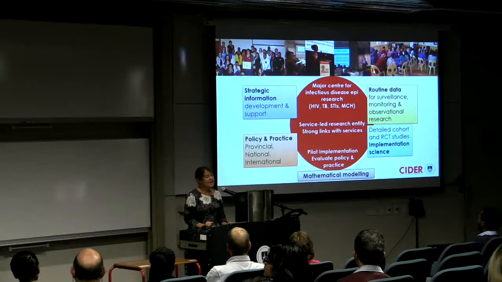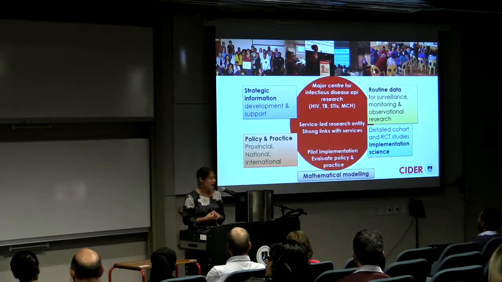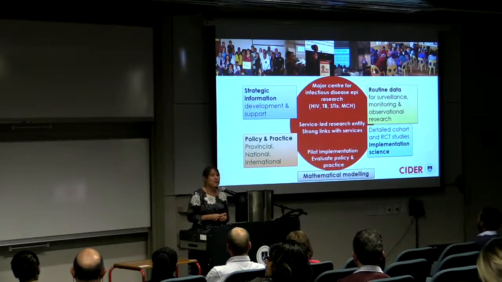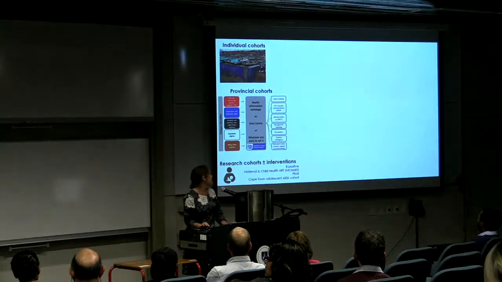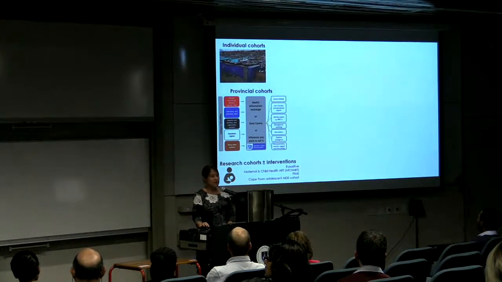And then what do we use all this information for? Obviously to inform policy and practice, and then also to inform mathematical models that tell us what's happening with the HIV epidemic and increasingly with other diseases as well. And we are very proud to be home to Tembisa as well as to Microcosm, which are two important demographic models of disease.